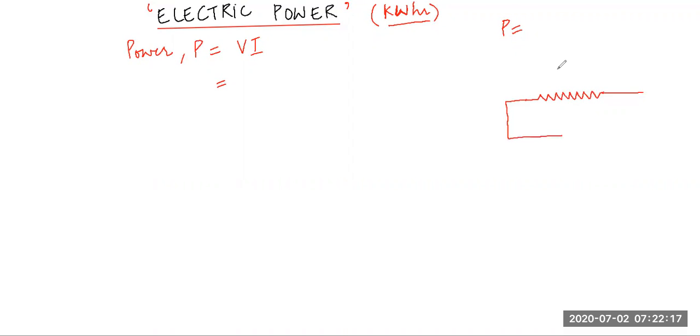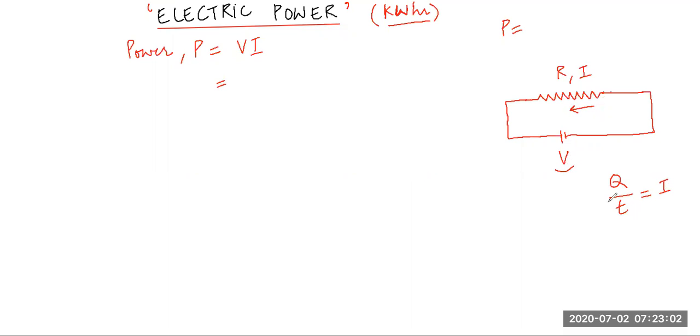So let's assume a resistor with resistance R and current I flowing through this. Let's say it is connected to a power source having a battery with a potential difference V provided across it. It is this potential difference V which is responsible for the flow of charge Q. So charge flowing per unit time is current.